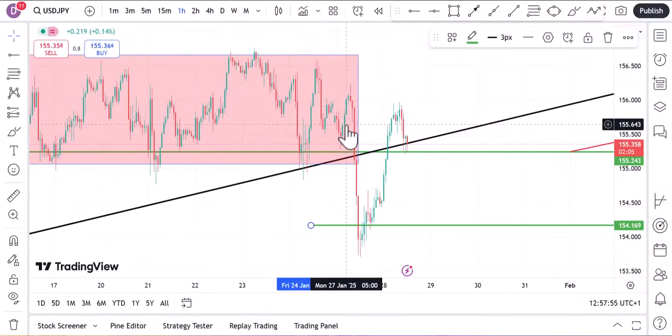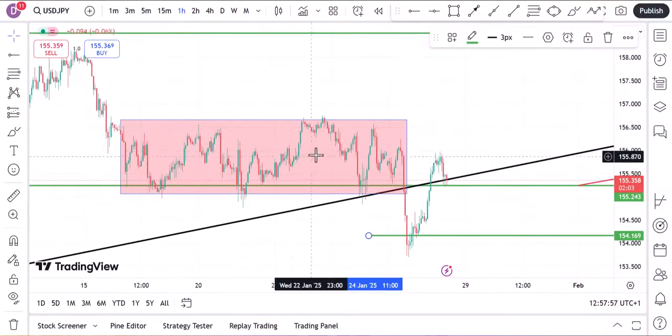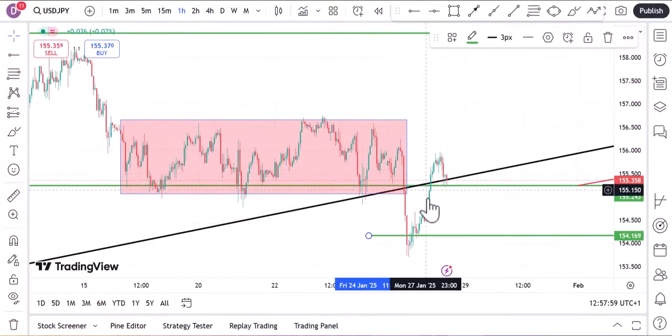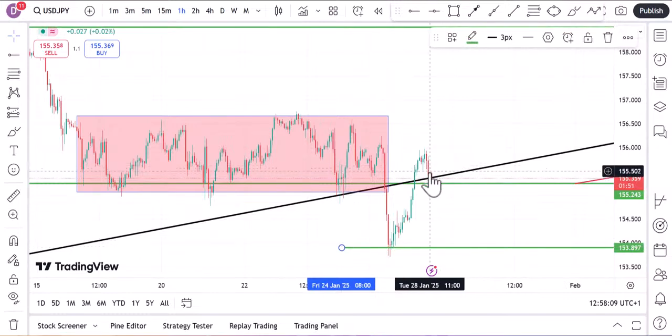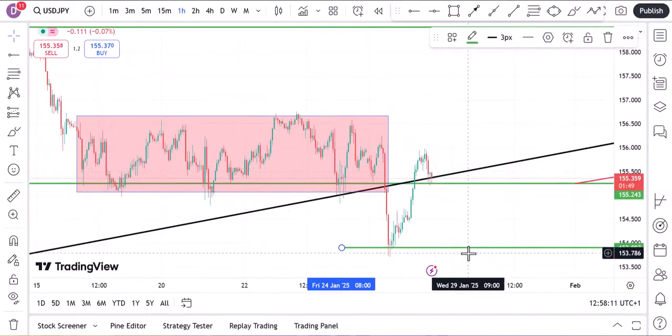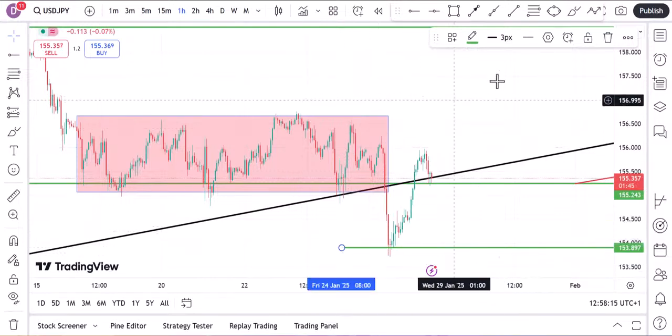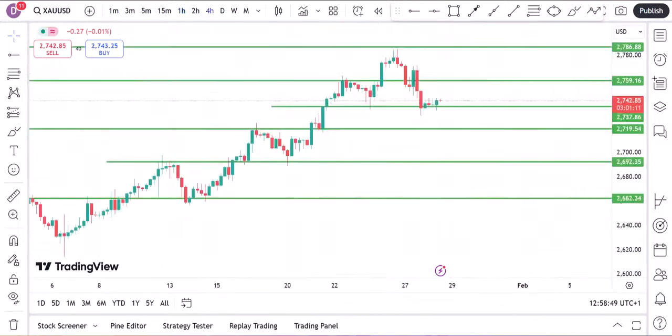We can see, like I said, this structure ranged for a while and it was broken and the market is up here. The question is, is it going back for a retest? And if it's going back for a retest, we'll be looking for a very good selling opportunity. If the market can break this, we'll look for a break and retest, then we enter. Let's look at another pair.